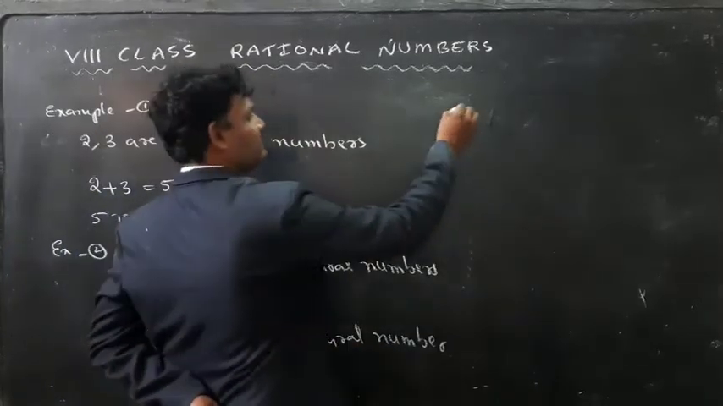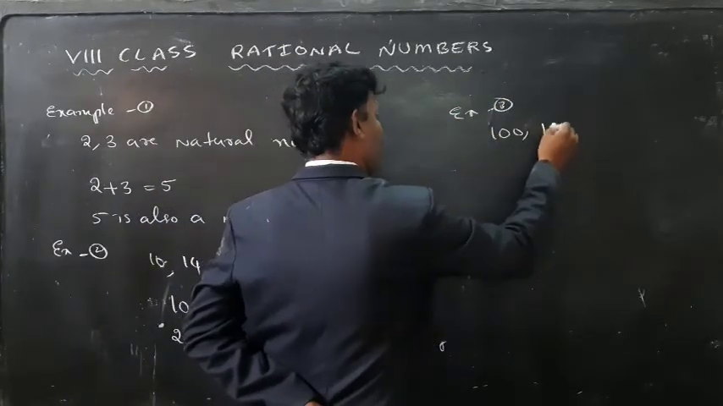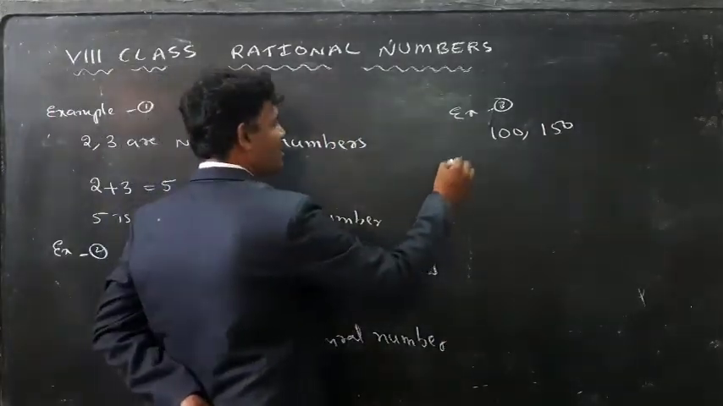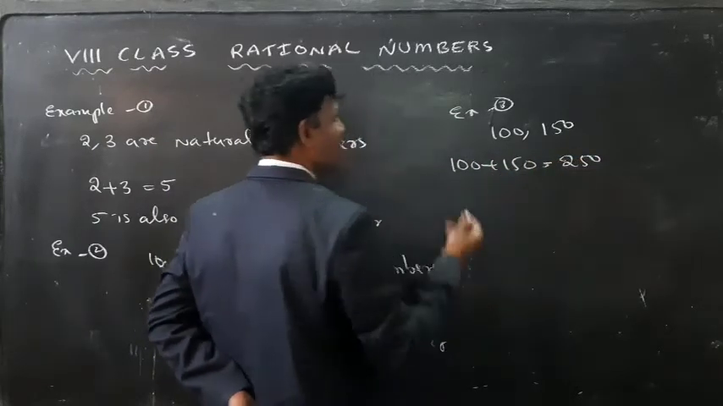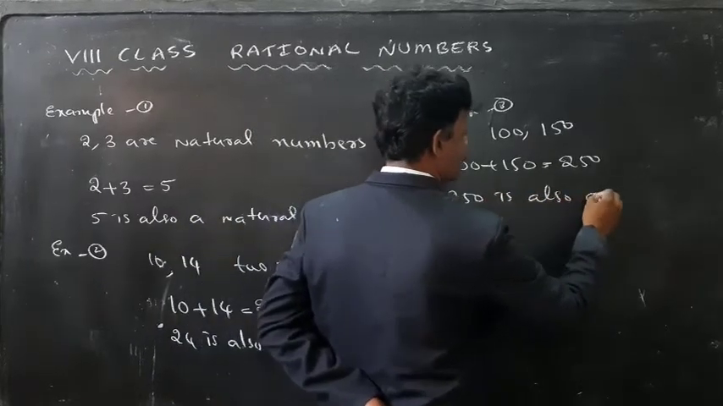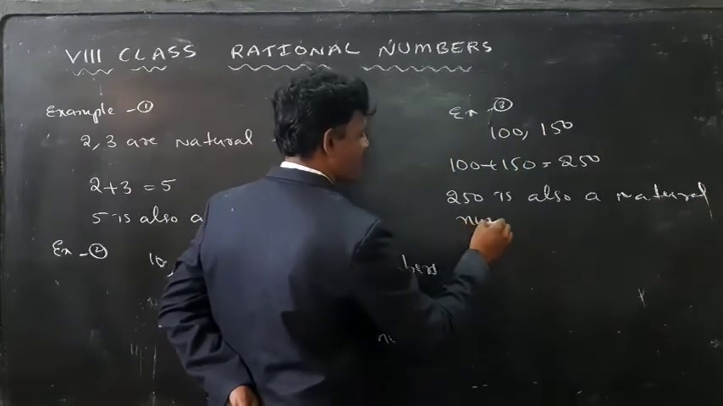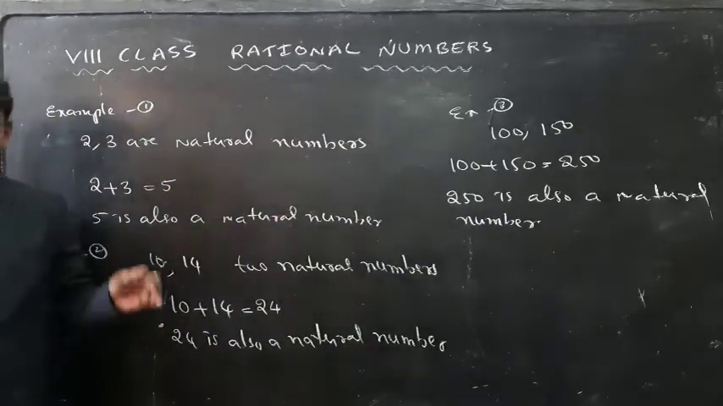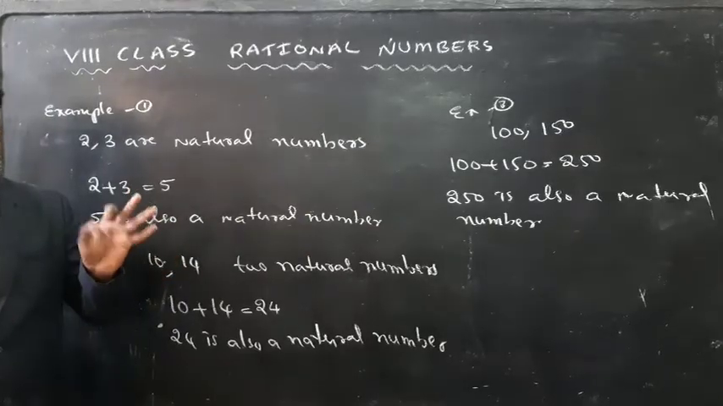So, example 3. Take another two numbers, 100 and 150. What is 100 plus 150? It is equal to 250. 250 is also a natural number. So, from these examples, we can say natural numbers satisfy the closure property under addition.